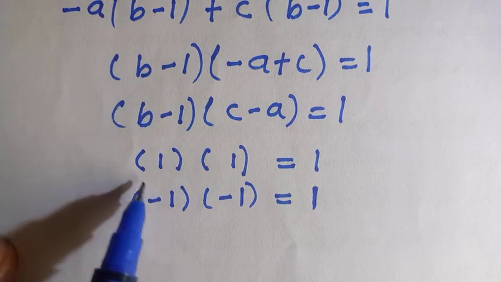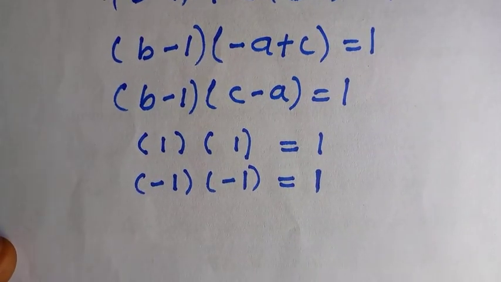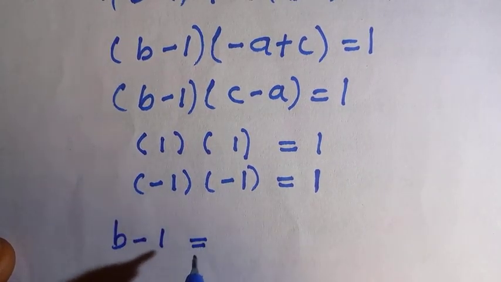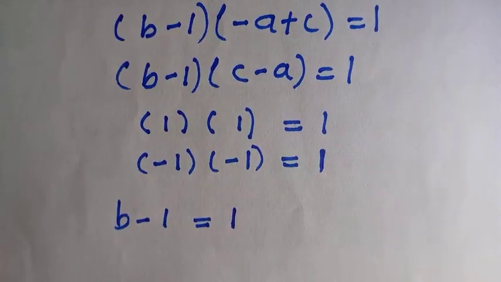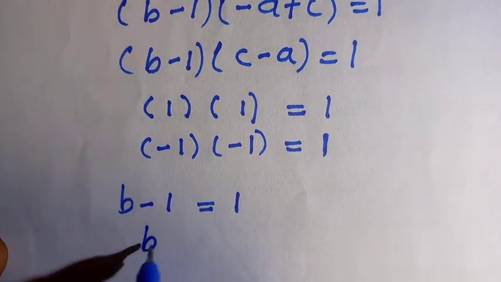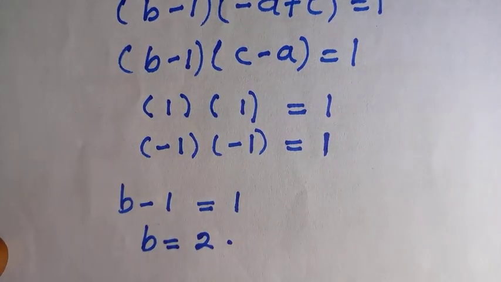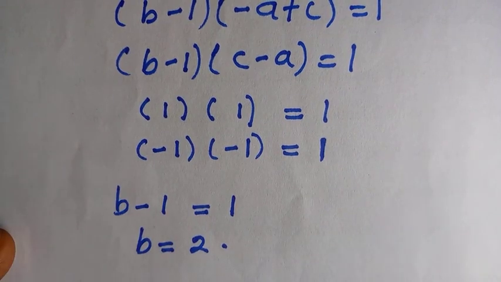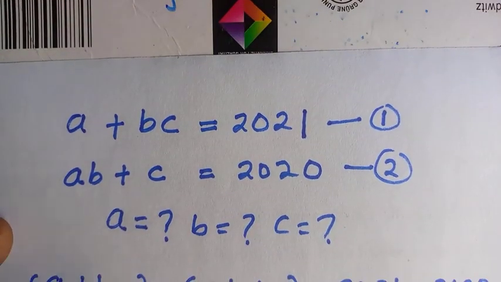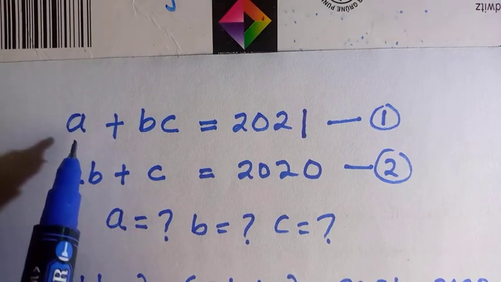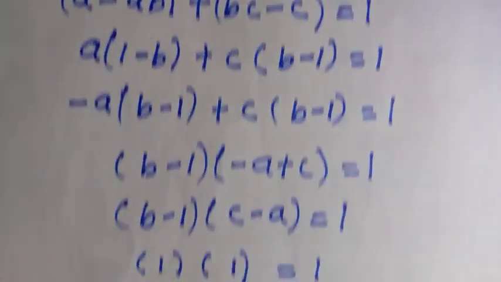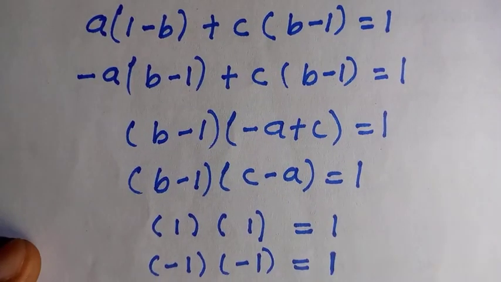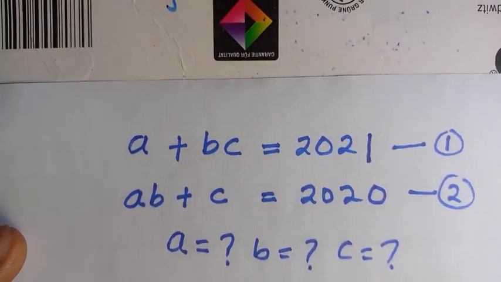So suppose I test for when b minus 1 equals 1. I said the product of these two must equal 1. So if b minus 1 equals 1, definitely we are going to have b equals 2. And getting this value of b, we are going to consider the original equations and start substituting the value of b equals 2, so the reason is just to get the other values of a and c.